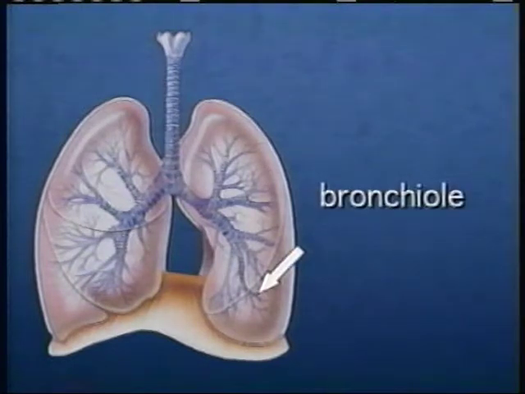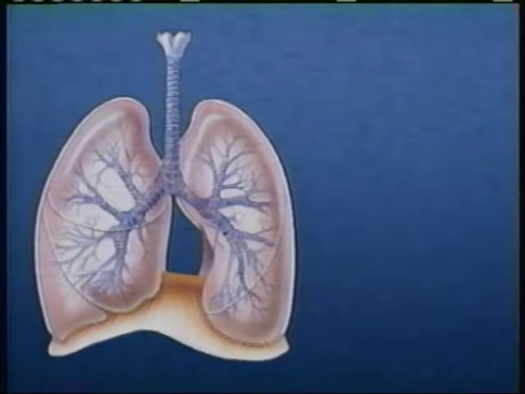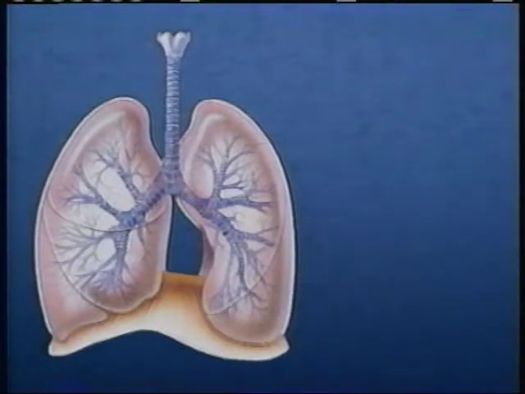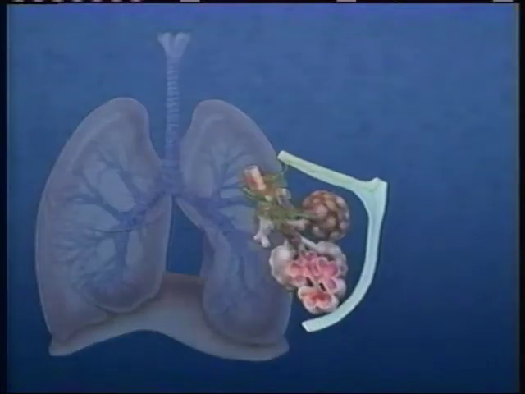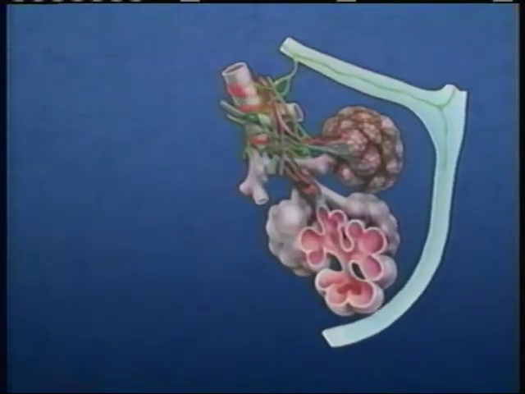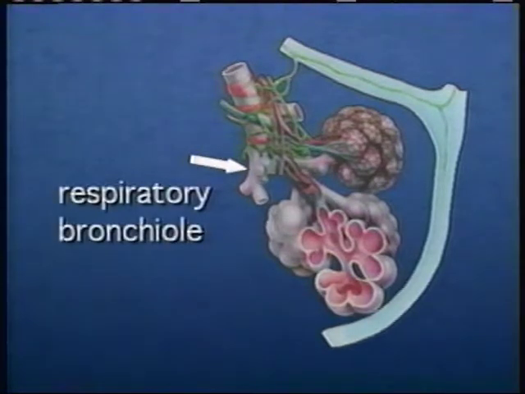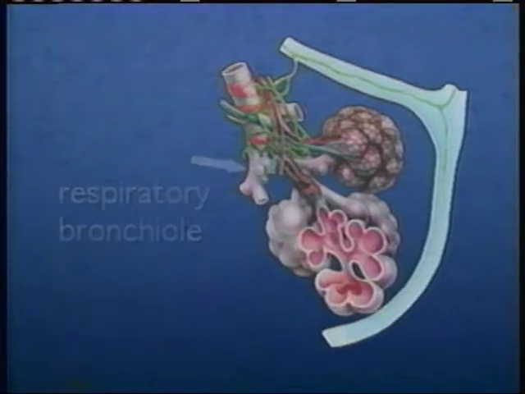The smallest and terminal branches of the bronchioles are less than half a millimeter in diameter and are called terminal bronchioles. It is important to remember that no gas exchange occurs in the air passageways discussed up to this point. We will now examine the passageways which constitute the respiratory zone. The terminal bronchioles empty into the respiratory bronchioles, which are the beginning of the respiratory zone.